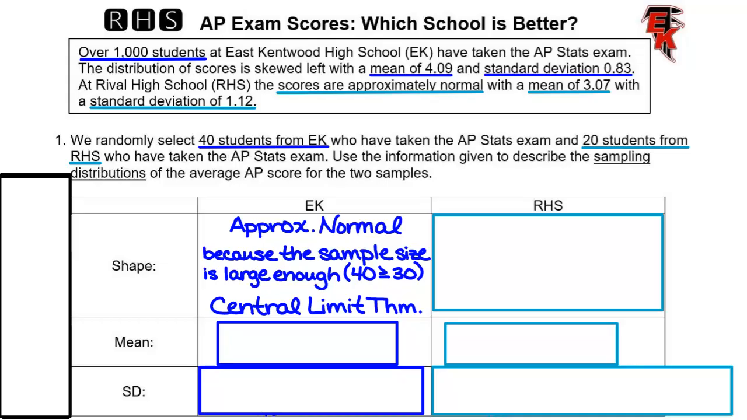What is the mean for East Kentwood's sampling distribution? 4.09, yes. We have that right up here. Mean of 4.09 for East Kentwood. And the sampling distribution mean will be exactly the same as the population mean.